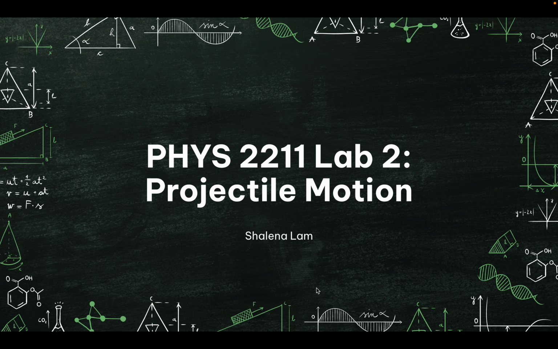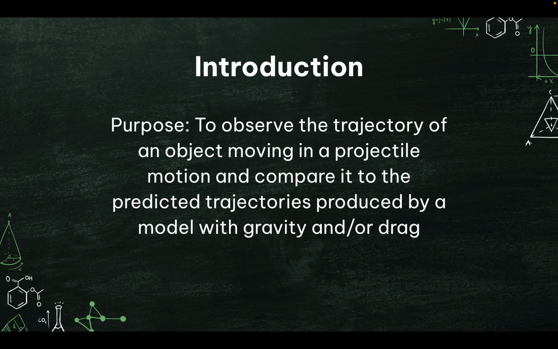My name is Shalina Lamb, and this is Lab 2, Projectile Motion. The purpose of this lab is to analyze the trajectory of an object moving in a projectile motion and replicate it in a computational model to observe the effects of gravity and drag on projectile motion. This will be accomplished using Tracker and GlowScript.